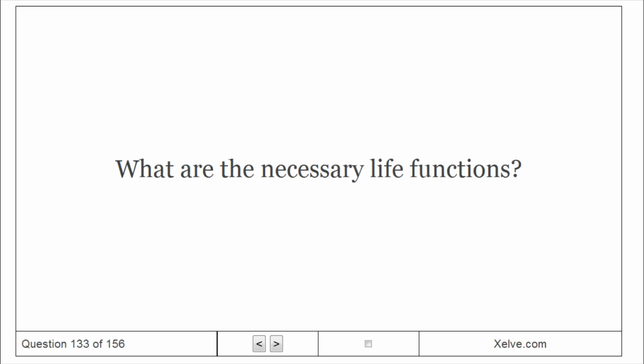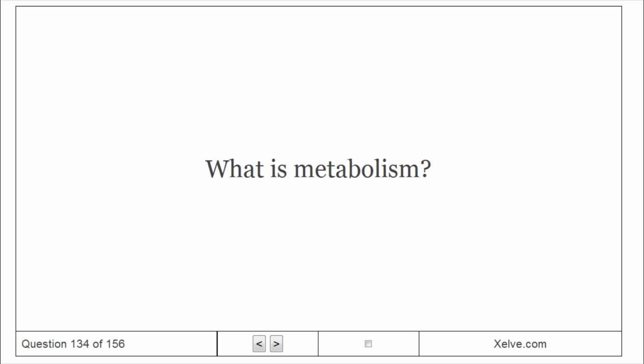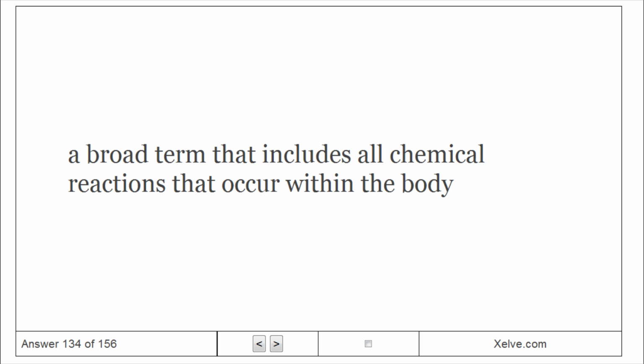What are the necessary life functions? Maintaining boundaries, movement, responsiveness, digestion, metabolism, excretion, reproduction and growth. What is metabolism? A broad term that includes all chemical reactions that occur within the body.